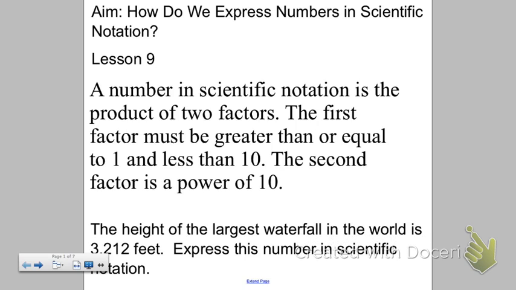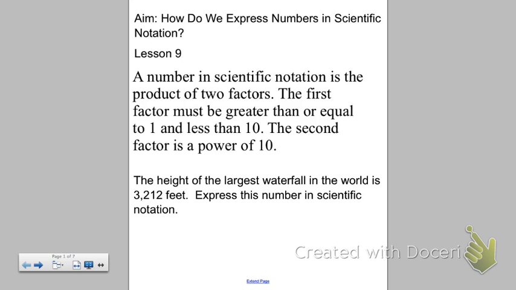Let's complete this first problem together. The height of the largest waterfall in the world is 3,212 feet. Express this number in scientific notation. In order to express a number in scientific notation, the first factor must be greater than or equal to 1 and less than 10. 3,212 is greater than or equal to 1, but it is not less than 10.